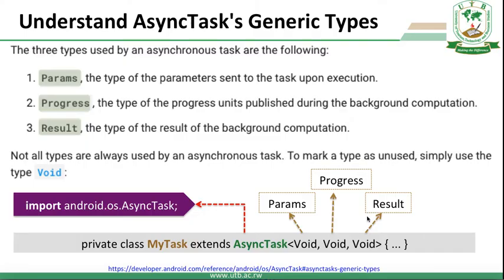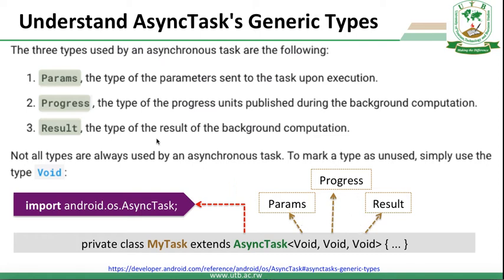So let us understand the generic types of AsyncTask. To implement AsyncTask, we need to create a subclass. Here the example is MyTask. So MyTask is a subclass extending AsyncTask, and AsyncTask receives three generic types. The first is params, the second is progress, and the third is result.